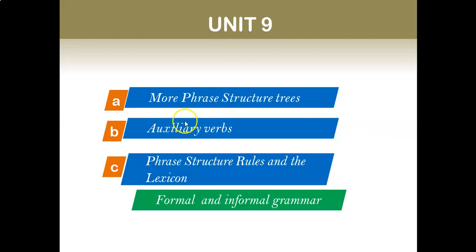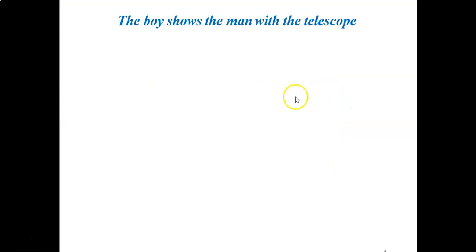Well, phrase structure trees show not only the words that terminate in some words, but also their syntactic categories and structure. Example: the boy shows the man with the telescope. Pay attention to this simple sentence.